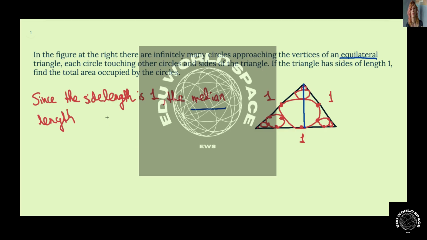So that length, well, if we have side length 1, then this side over here is just 1/2. So we could use the Pythagorean theorem to find this opposite side length, √3/2. That'll be the median length.